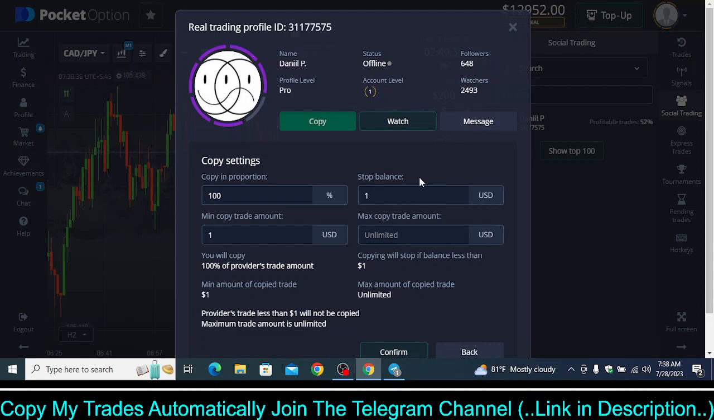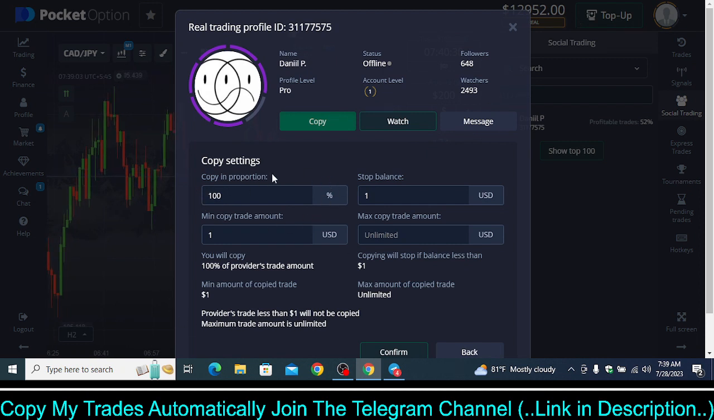But don't use the stop loss, because I have noticed that some of my VIP copy traders were not able to copy all of my trades because they used the stop balance. I don't know why, but that is frequently happening in my VIP copy trading. So that's why I don't recommend using the stop balance. Just put the amount that you want to risk in copy trading here, and that's all.